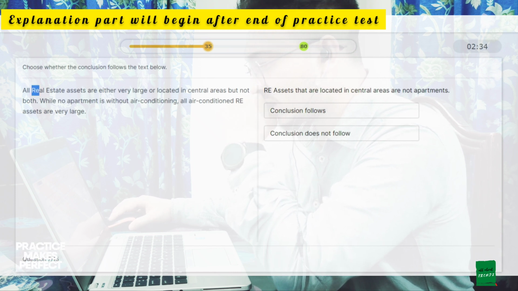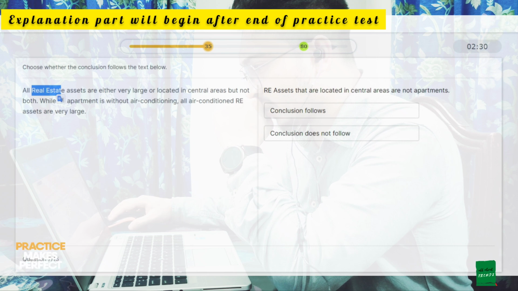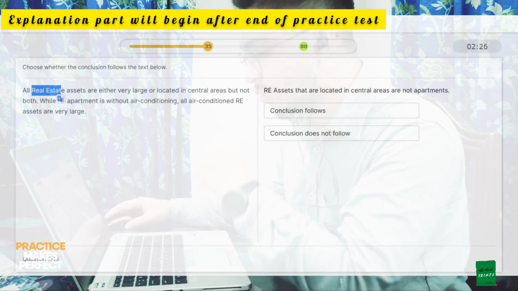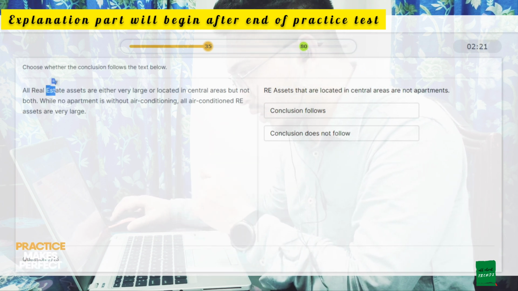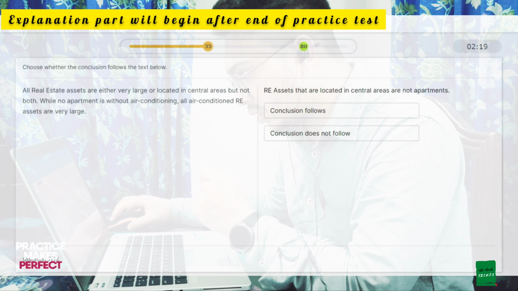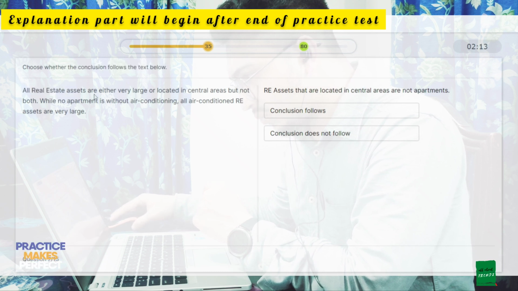So, real estate set. So let's go with. I don't have a pen and paper at this moment. Okay, considering real estate and sets are located in central areas, that is B. Sorry, that on apartments. So it's A.